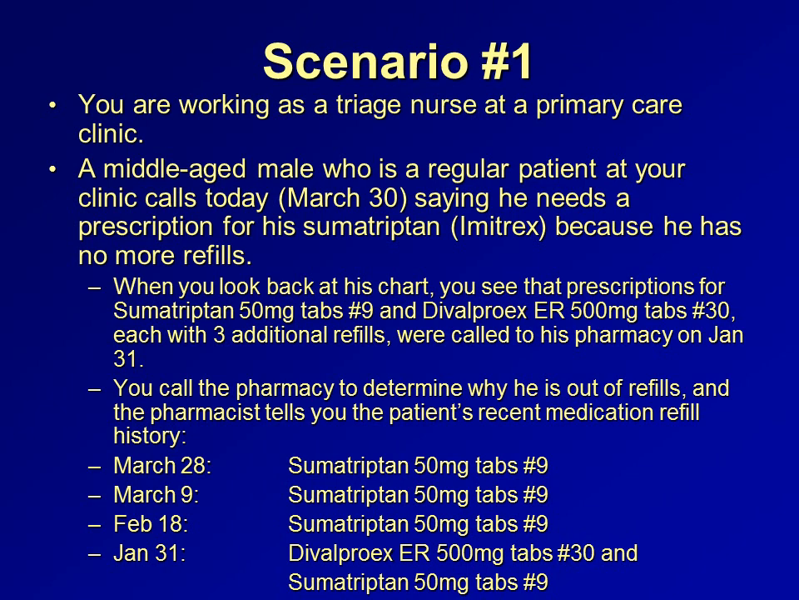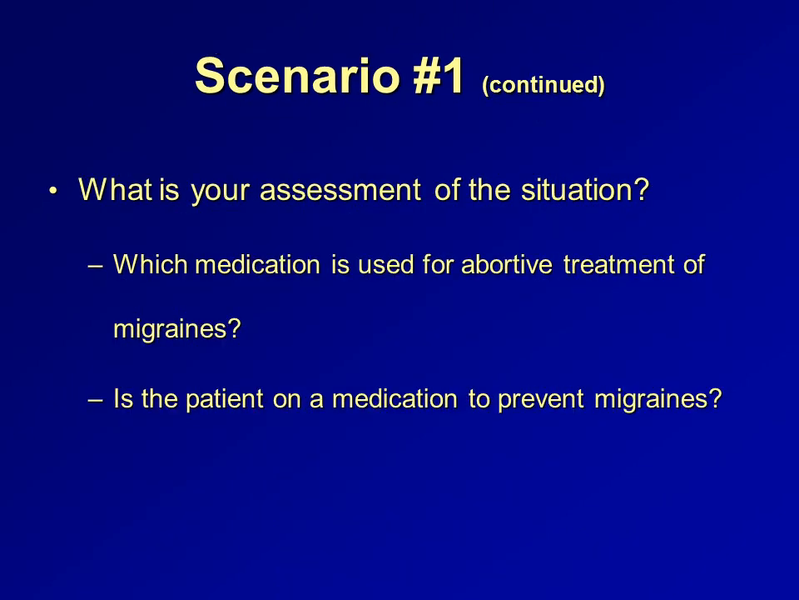You call the pharmacy to determine why he is out of refills, and the pharmacist tells you that the patient's recent medication refill history includes sumatriptan, and back in January was the last time he received divalproex and sumatriptan as well. What is your assessment of the situation? Which medication is used for abortive treatment of migraines? Is the patient on a medication to prevent migraines?